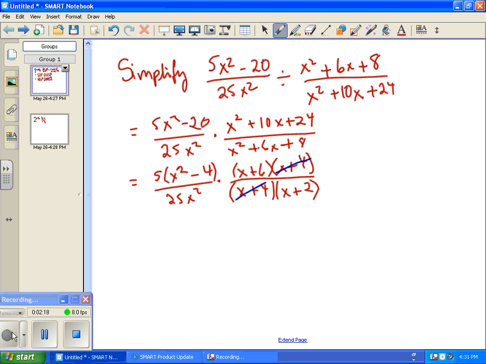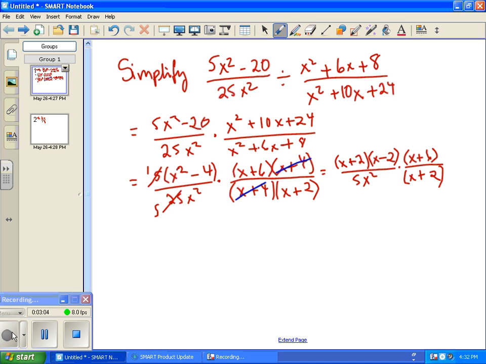Now we still need to factor one more thing. We need to factor the x squared minus 4, and that's a difference of squares. So let's factor here. Oh, we can cancel one more thing before we do the factoring. We can cancel the 5 with the 25. That gives us 5 on the bottom. So now we're going to factor this. So the difference of squares is x plus 2 times x minus 2. On the bottom, since we just canceled some stuff, we have 5x squared. And then we have times x plus 6, and on the bottom we have x plus 2.